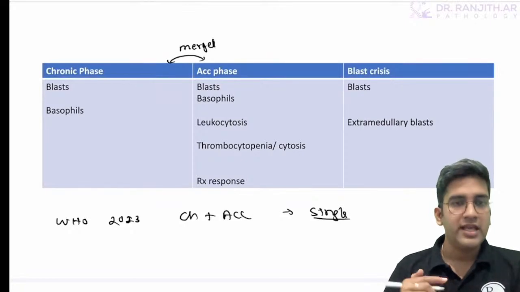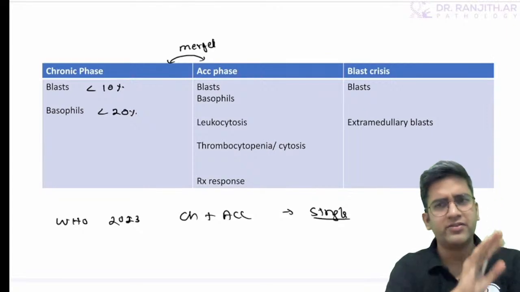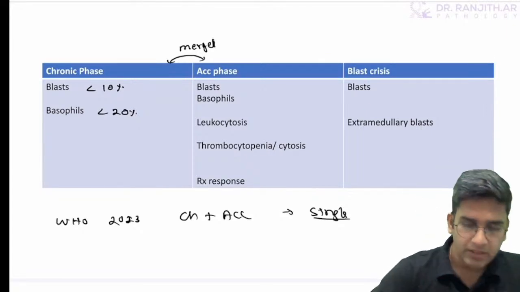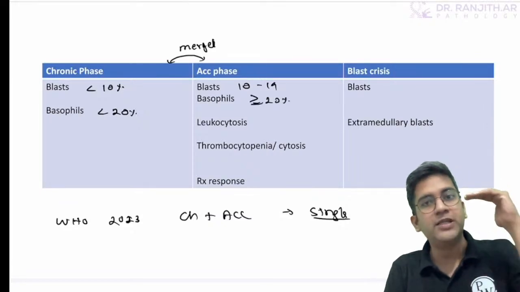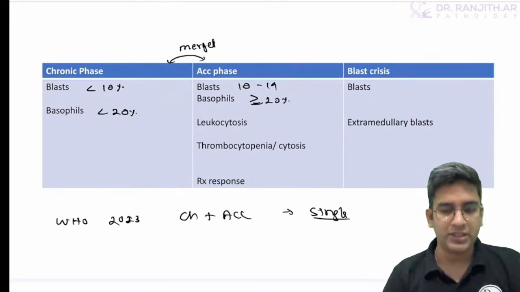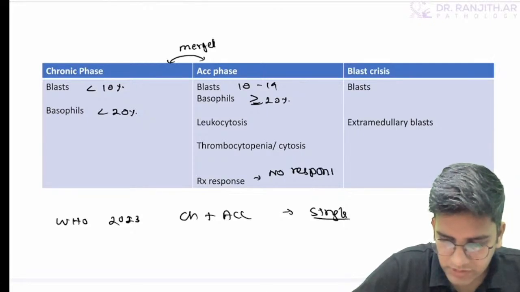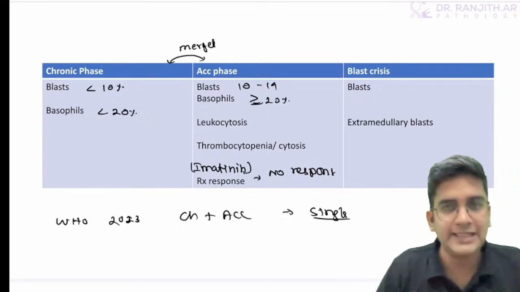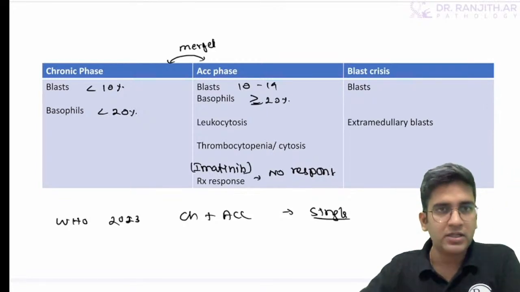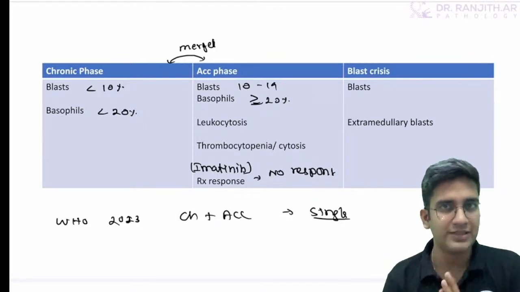Fine. Okay. If blast is less than 10% and basophil less than 20%, rest everything classical finding of CML, I call it chronic phase. 10 to 19% blast, basophils more than or equal to 20%, leukocytosis, either platelets being more or platelets being less, both are diagnostic, and there is no response to treatment. When I say treatment, I am talking about imatinib. I gave the patient imatinib, the spleen did not reduce in size. I gave the patient imatinib, the WBC count is not reducing. Again, I think of an accelerated phase, right? As I said, now both of them are together, fine.